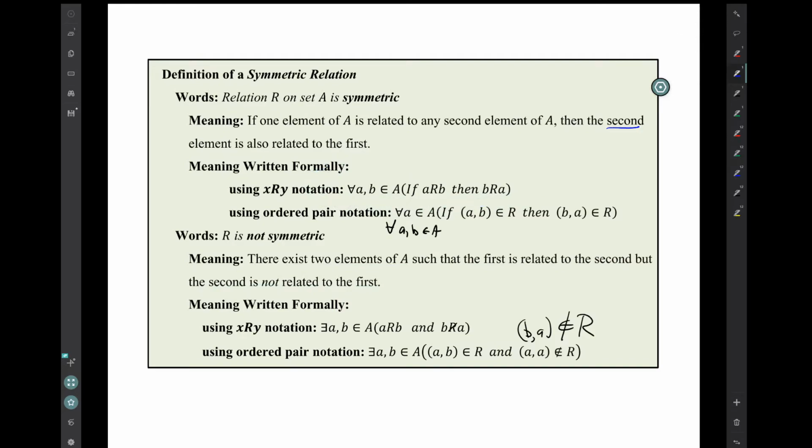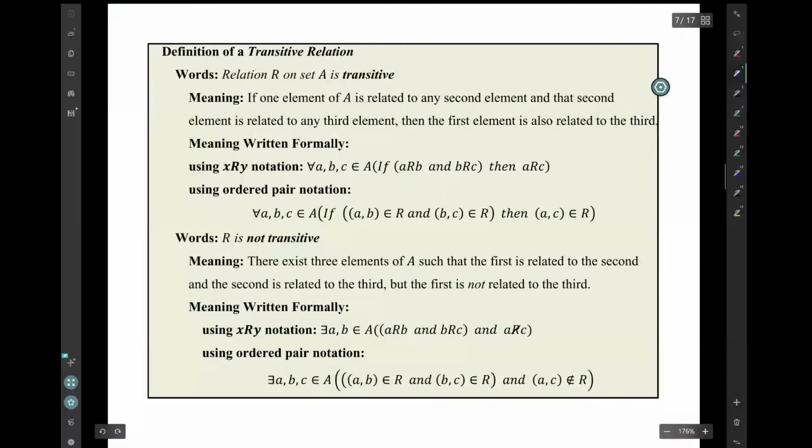There's one more property of relations we're going to be interested in. We say that a relation is transitive. This word applies to relations on a set. We say that a relation R on a set A is transitive to mean this. If one element of A is related to any second element, and that second element is related to any third element, then the first element is also related to the third. So in symbols, for all A, B, and C, if A is related to B and B is related to C, then A is related to C.